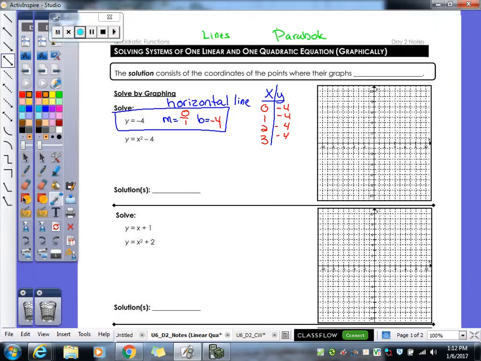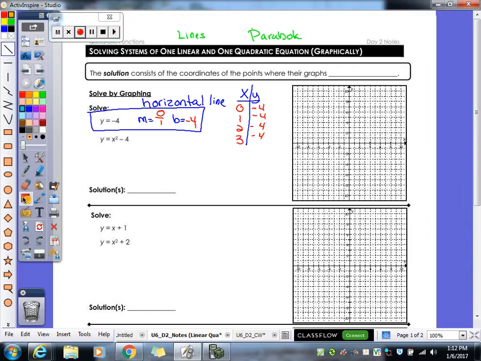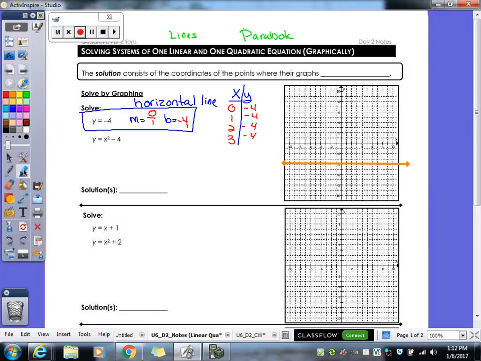So this means it goes through negative 4, and you got to label Y equals negative 4. That's a big Y there, equals negative 4.